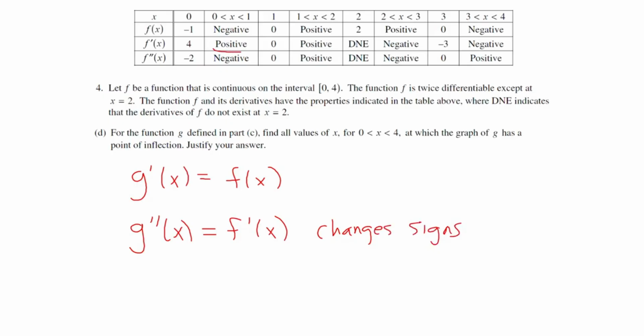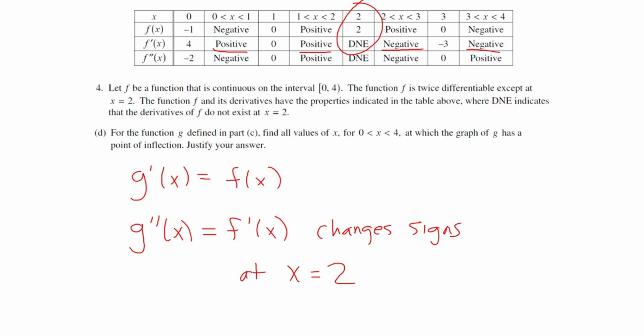Well, let's see here. It's positive, positive, negative, negative. So it changes signs at x equals 2. And that is our only place where we can have a point of inflection, is when the second derivative changes signs. Note that it is when the second derivative is non-existent, but that's okay. All that matters is it either doesn't exist or is 0, and that it changes signs there.